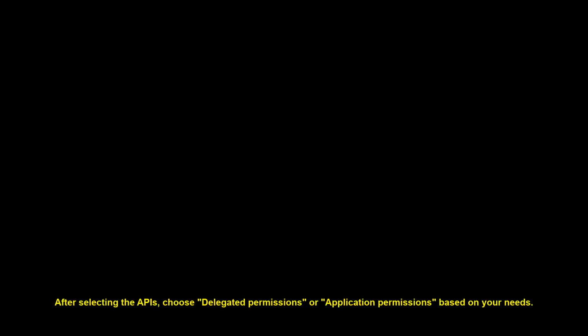After selecting the APIs, choose Delegated Permissions or Application Permissions based on your needs. Select the specific permissions needed for your bot's functionality. Once permissions are selected, click on the Add Permissions button.